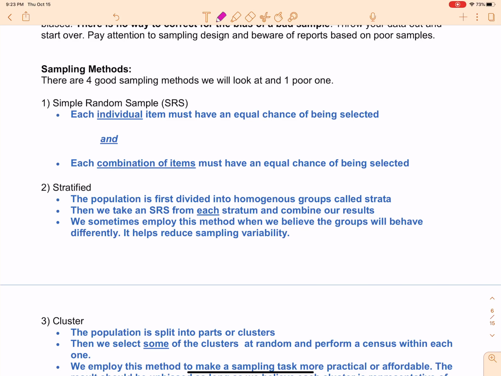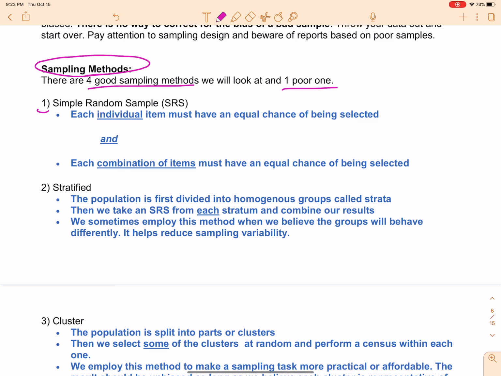All right, here we are at sampling methods. Why do we have sampling methods? Why is it important? Well, we need to ensure we sample correctly so that we're adequately representing the population of interest, and we're doing so without bias. So there are 4 good sampling methods we're going to talk about and 1 that's not great.